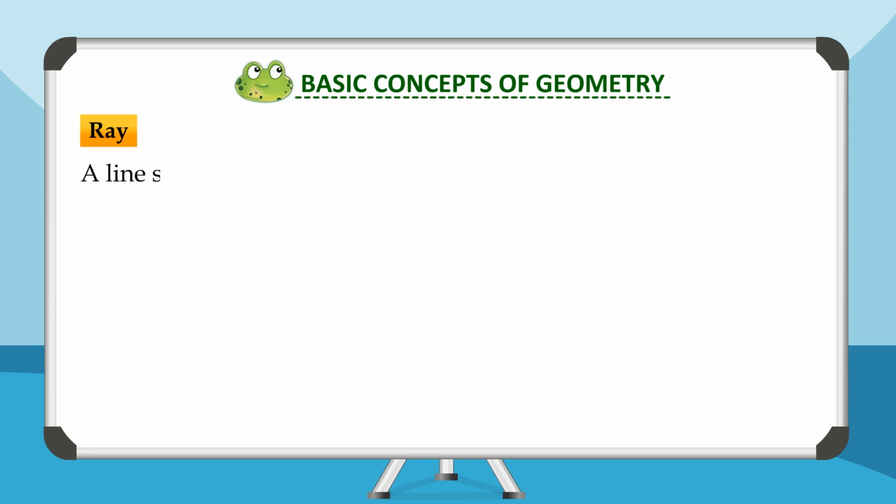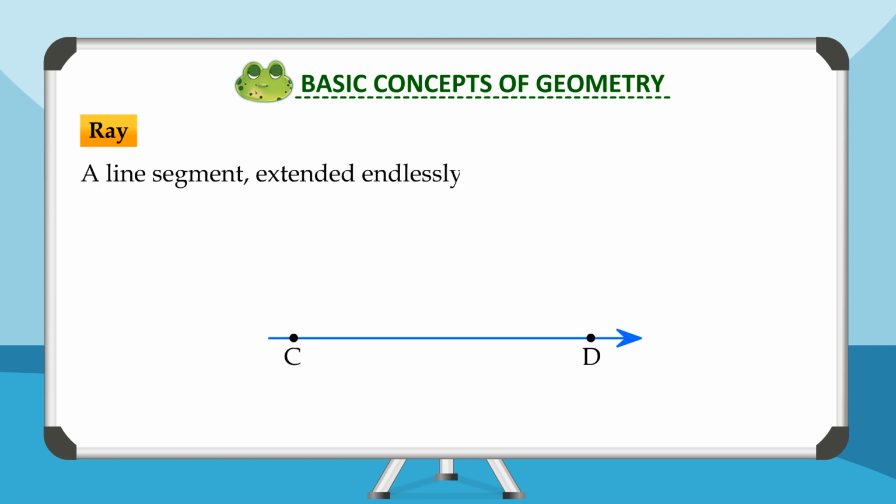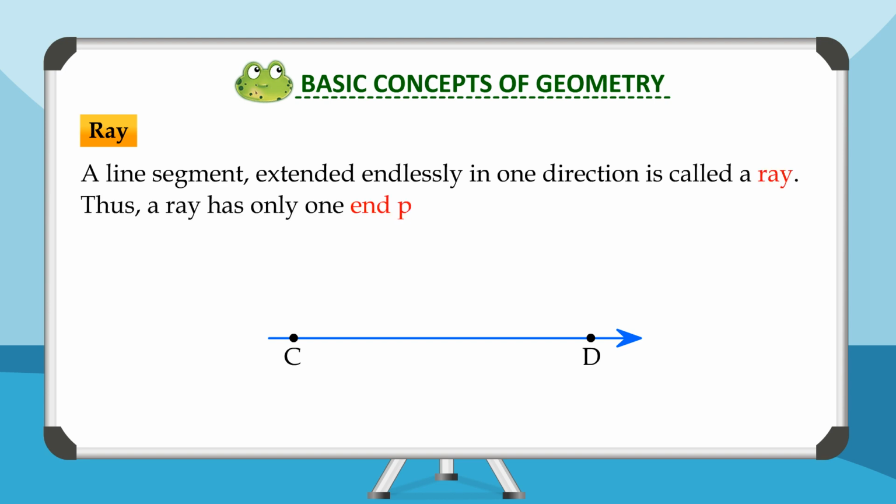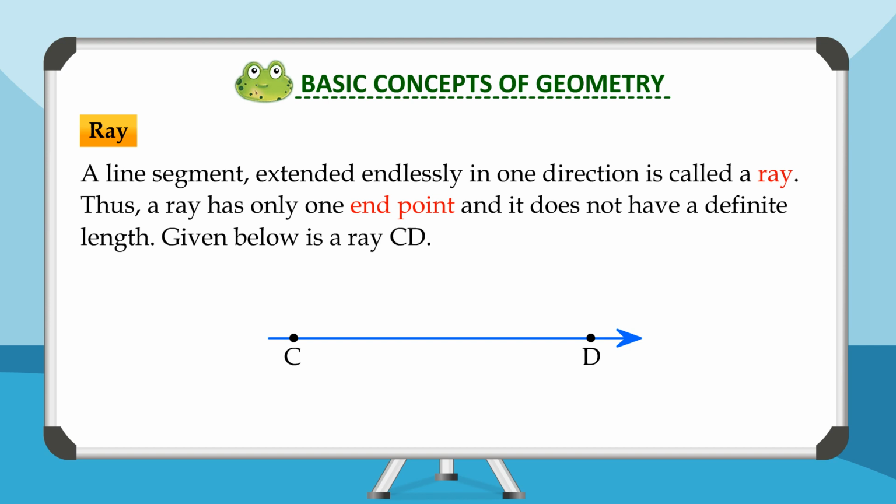Ray. A line segment extended endlessly in one direction is called a ray. Thus, a ray has only one end point, and it does not have a definite length. Given below is a ray CD. It is denoted by CD. It has an end point C.